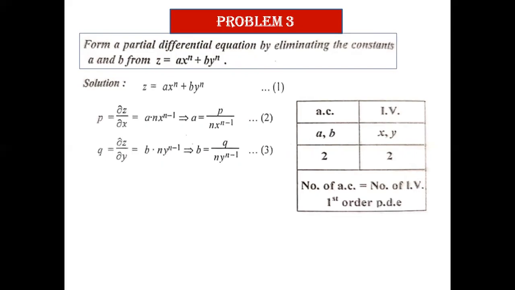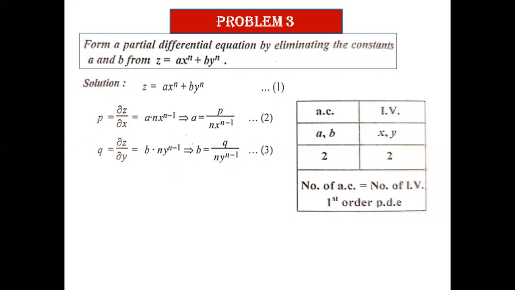So I will write the equation z is equal to a into x power n plus b into y power n. Again, equation 1 partially differentiate with respect to x. So p is equal to ∂z/∂x, partially differentiating with respect to x only. So a into n x power n minus 1 plus 0. So we can easily write that a equals p by n into x power n minus 1.